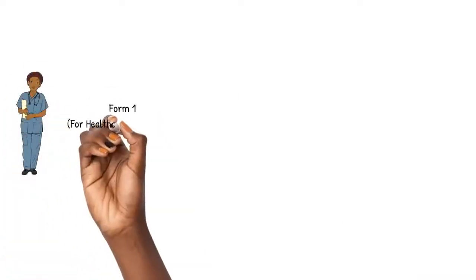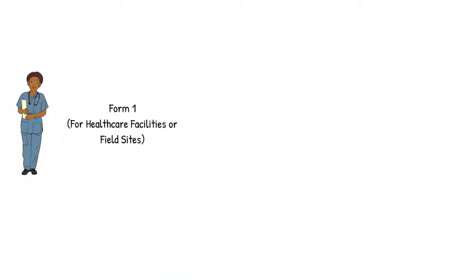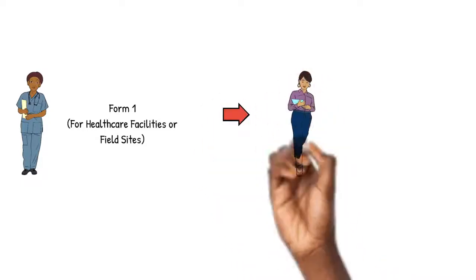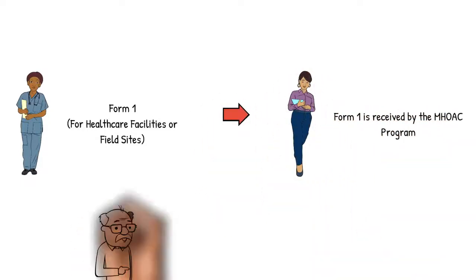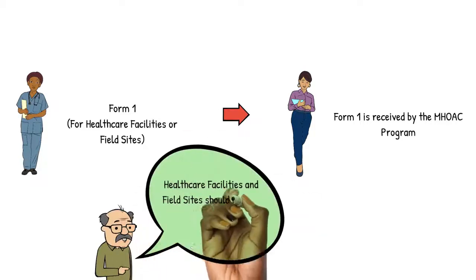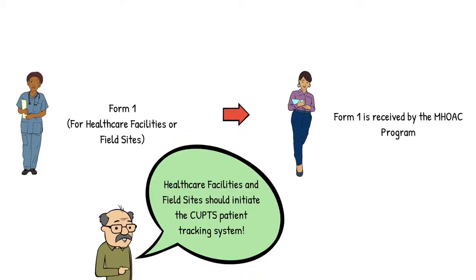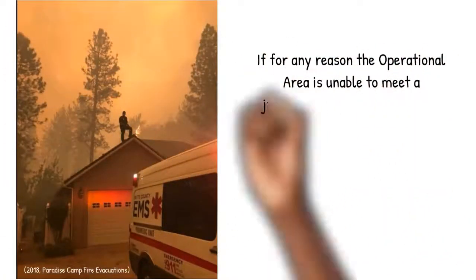So for instance, this is how it would look. Form 1 would be filled out with, hey, we have 25 people that need to be moved. They're this acuity. That would get pushed up to the operational area MOAC program. And then that MOAC would take that form, collect that information with the other facilities in the area that need the help, and then they would initiate resources to fill that need.